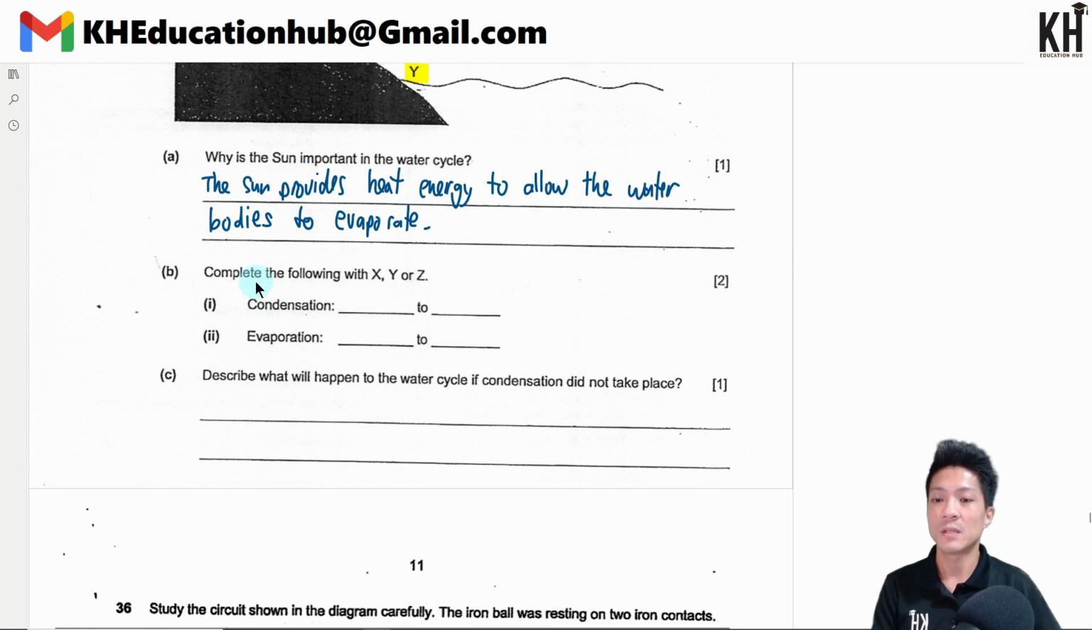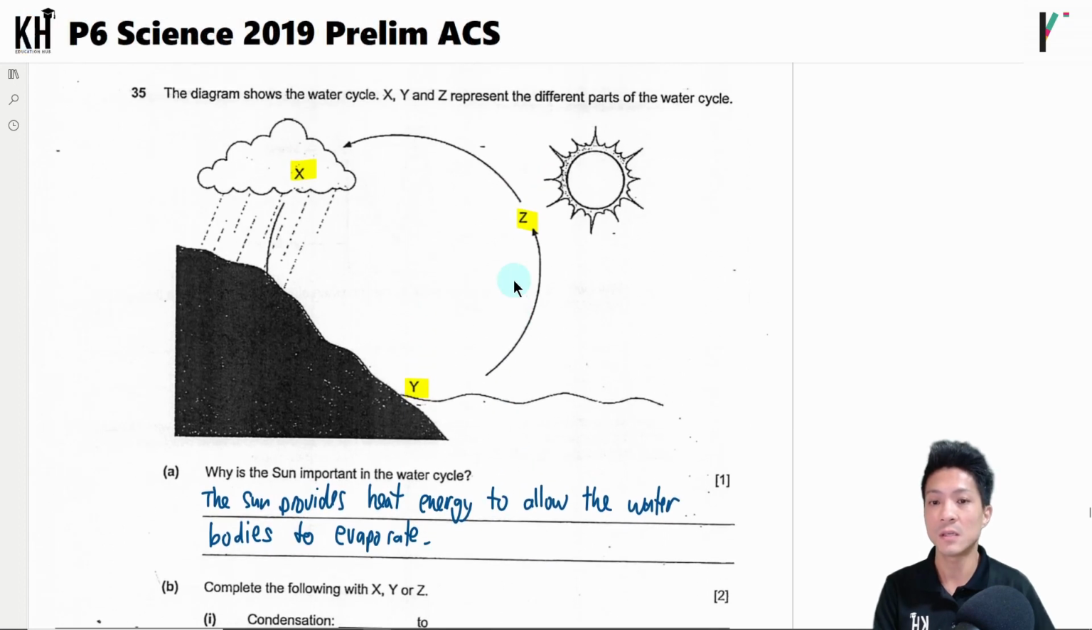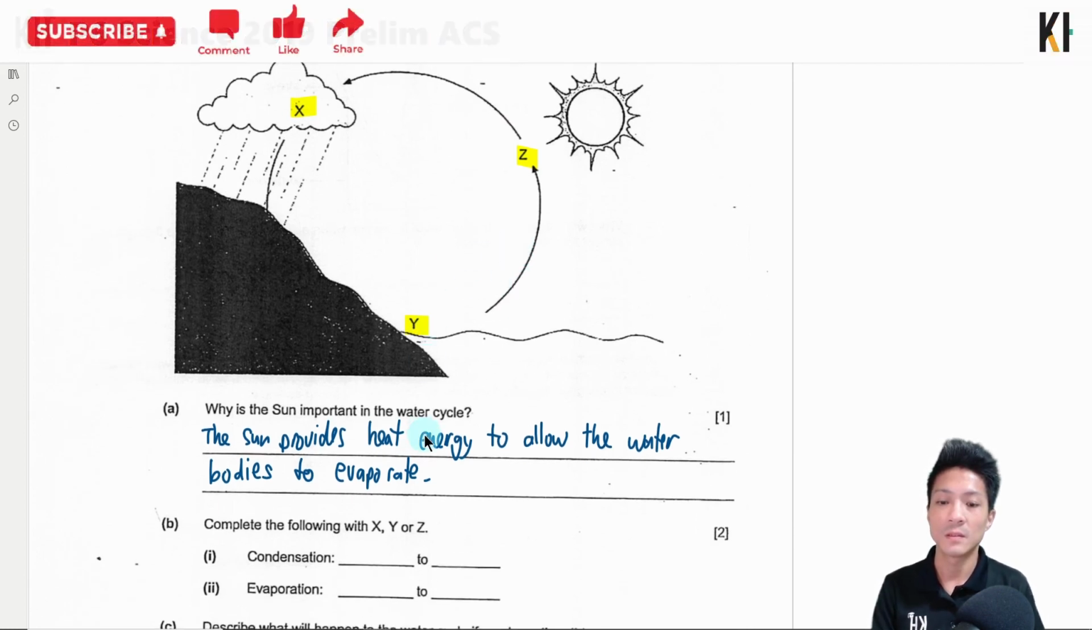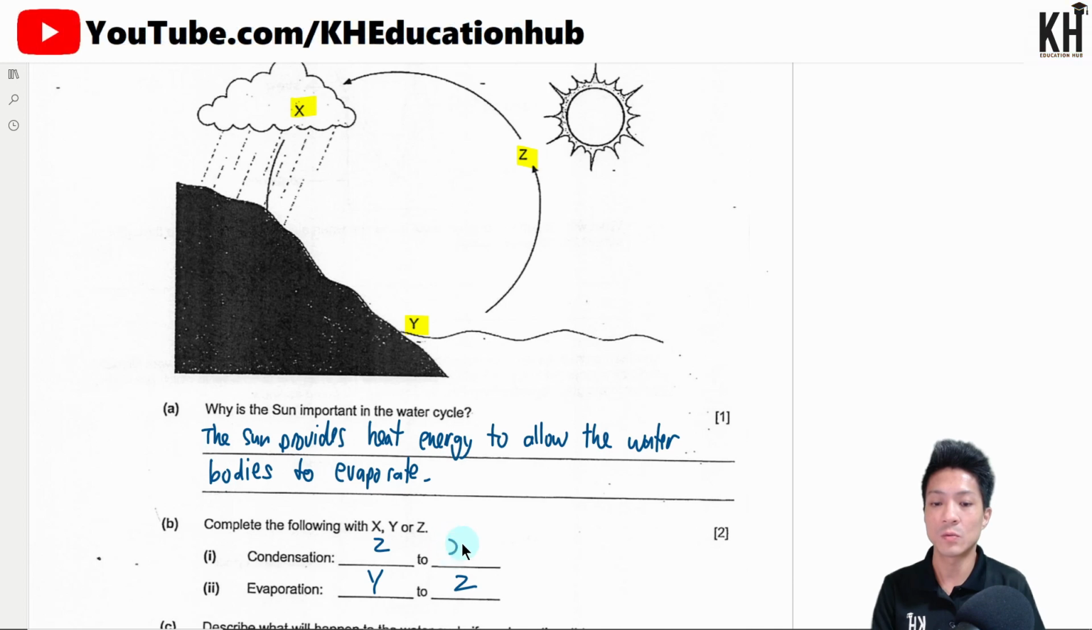Okay, part B, complete the following with X, Y, or Z. Evaporation is definitely Y to Z. Condensation will be from Z to X.